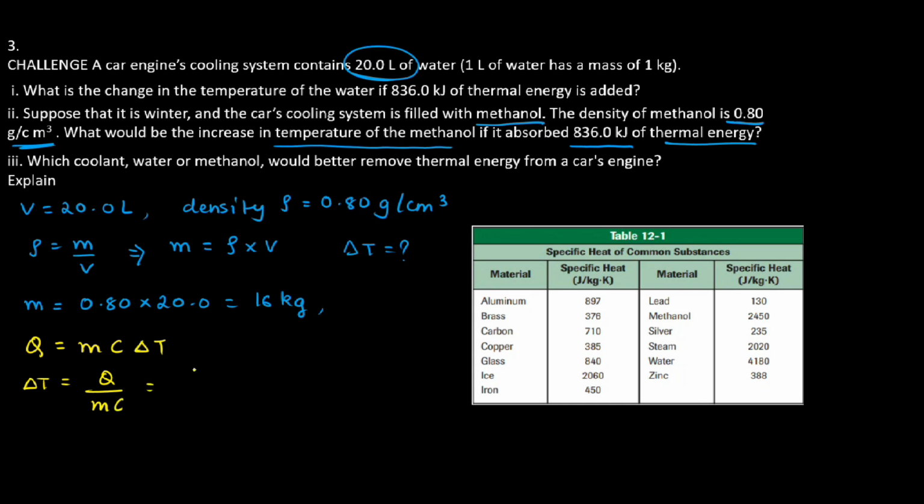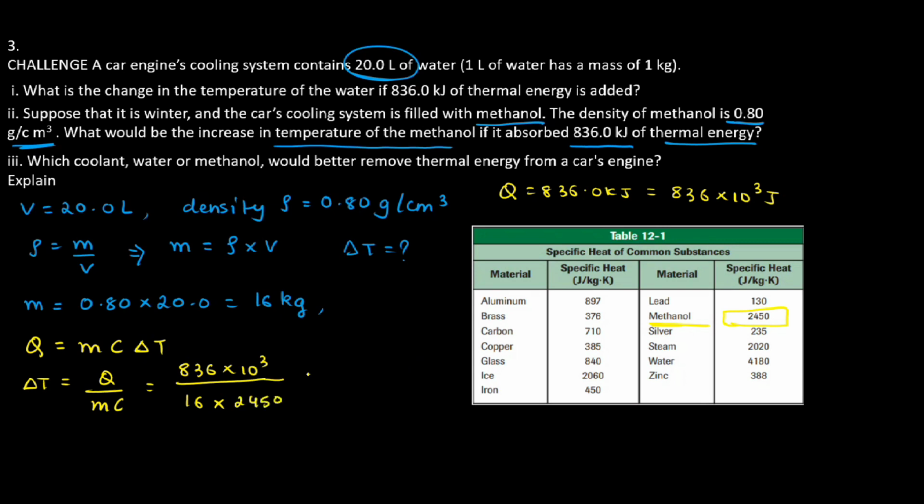Q here is the same 836.0 kilojoule. So I need to convert this kilo to joule. I will multiply it with 10 to the power 3. So let's substitute 836 times 10 to the power 3 divided by mass of methanol, which is 16. Specific heat capacity of methanol we will find from the table. Methanol is here and the value is 2450.